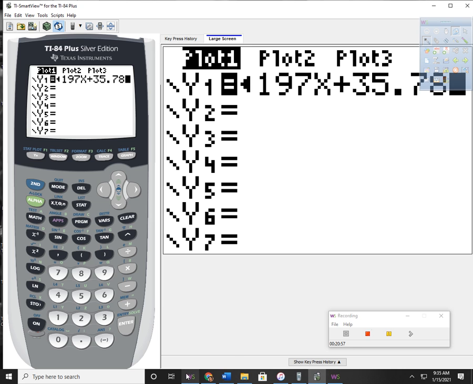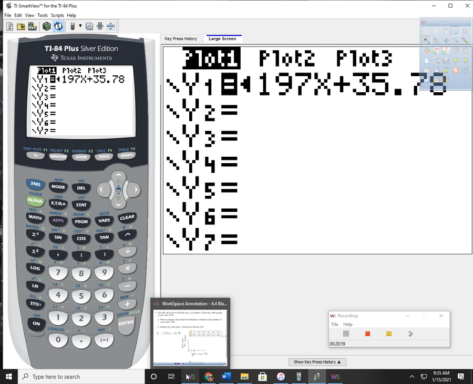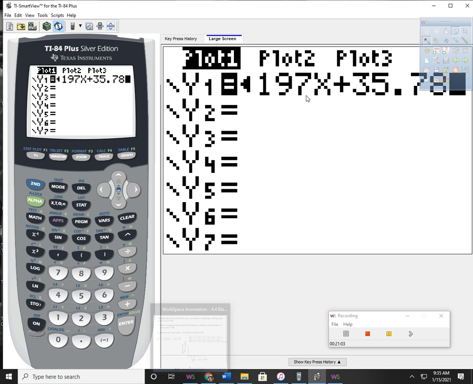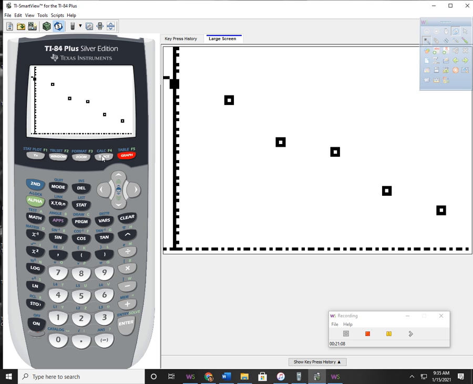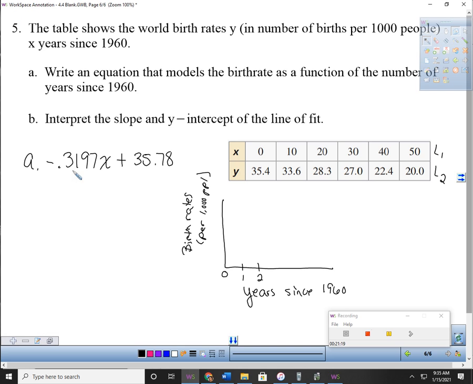Yeah, I rounded. All right, and once we get that in there, then where are we going to go to look at it? Graph. So do we feel like that's a good line of fit? Yes. If you'll notice, it kind of goes through this point and this point. There's two above, two below. I think it did a really good job. So we have a good equation.